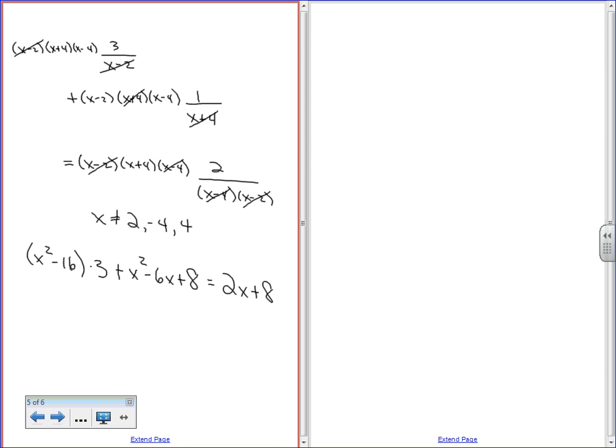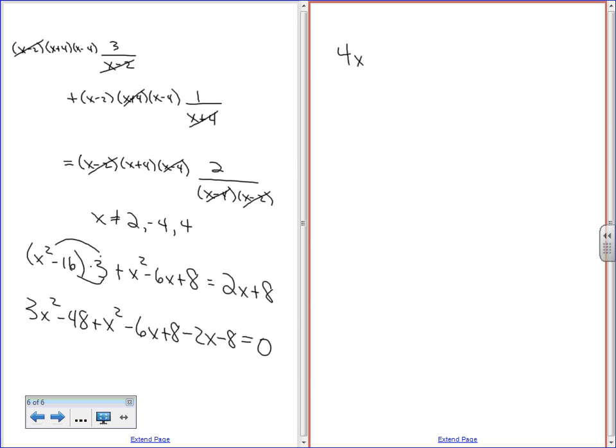Okay, so that's what we're going to do. I'm still going to multiply this 3 inside of here. I can't forget to do that. So I get 3x squared minus 48 plus x squared minus 6x plus 8 minus 2x minus 8 is equal to 0. Collecting my like terms, I get 4x squared minus 8x minus 48. So as long as I've done that correctly, now it's time to factor.